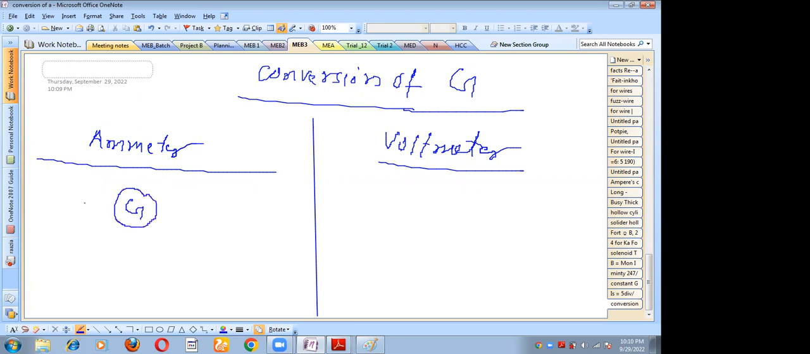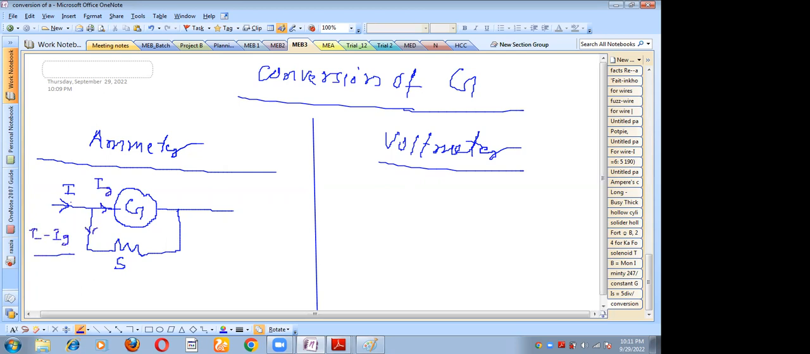So when we convert a galvanometer into an ammeter, do you have some idea what we do? We add a shunt resistor. Correct. Suppose the shunt resistance is S. Suppose the total current is I. The current through the galvanometer is always IG. So the current through the shunt will be I minus IG. The shunt is always parallel, and this is a small resistance.